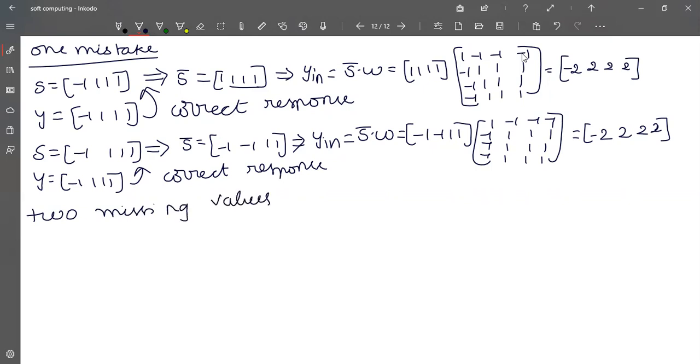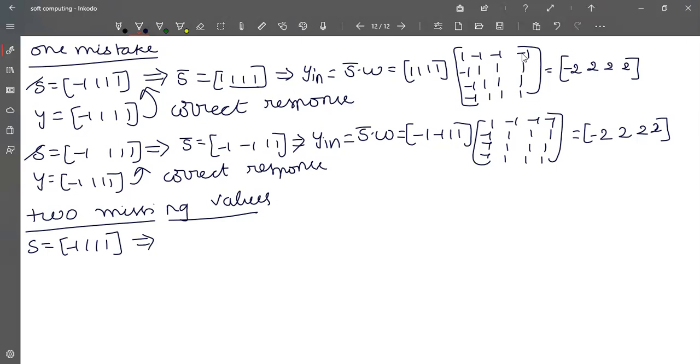2 missing values means we will be skipping 2 values out of those 4 in our given input vector. Here I have done one mistake value only for 2 values, 2 combinations. You try for the further combinations too. And coming to two missing values, our given input is minus 1, 1, 1, 1.